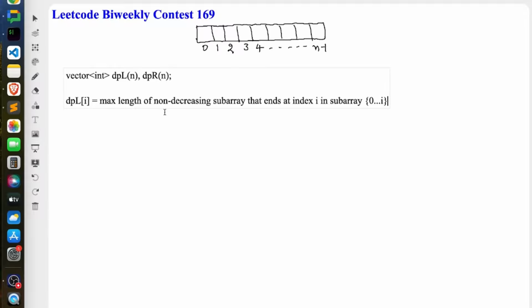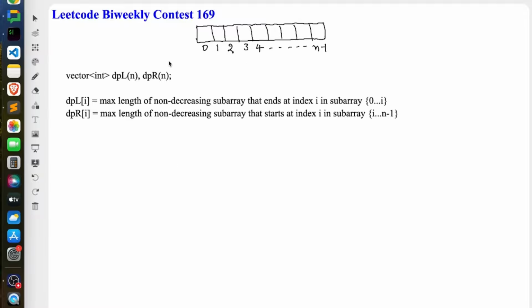So yeah, I'll explain it. And similarly dpr of I is nothing but the maximum length of non-decreasing subarray that starts at index I in subarray I to n minus 1. I'll tell you what this dp of l, I and r means.